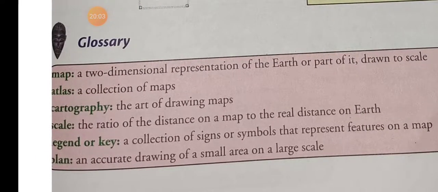Okay. Map, a two-dimensional representation of the earth or part of it. Atlas, a collection of maps. Cartography, the art of drawing maps. Scale, the ratio of distance on a map to real distance on the earth. Legend or key, a collection of signs or symbols that represent features on a map. And plan, an accurate drawing of a small area on a scale.